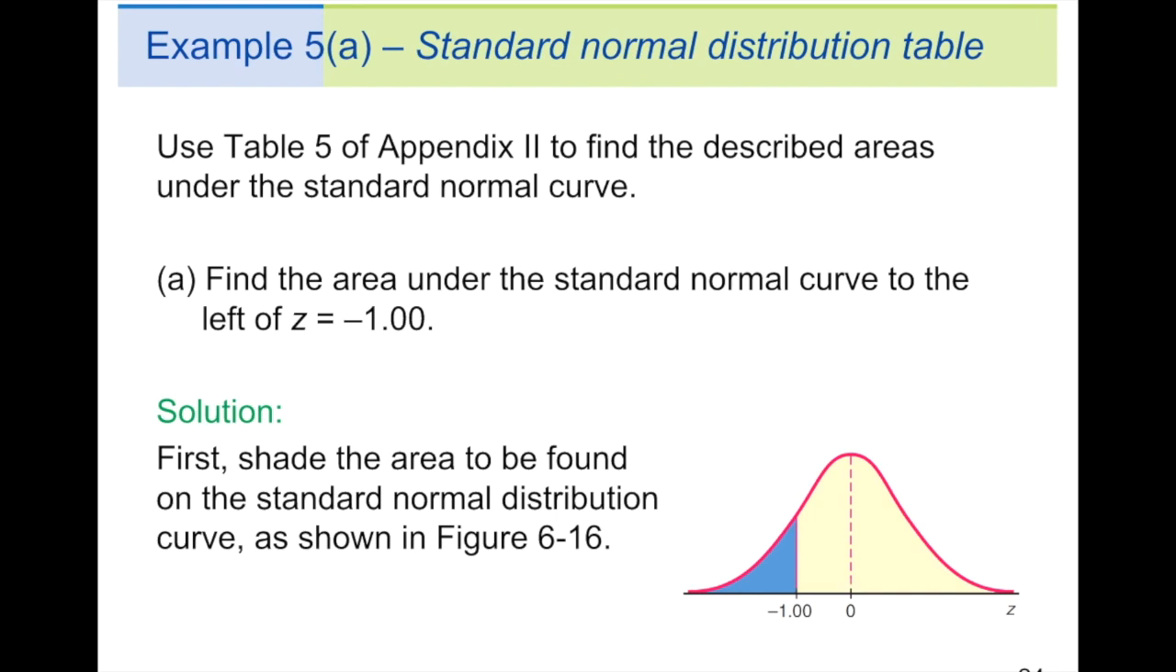Use Table 5 of Appendix 2 in your book to find the described areas under the standard normal curve. So find the area under the standard normal curve to the left of z equals -1. First, shade the area to be found on the standard normal distribution curve as shown in figure 6.16. So in this figure, the area under the curve to the left of -1 is shaded in blue.